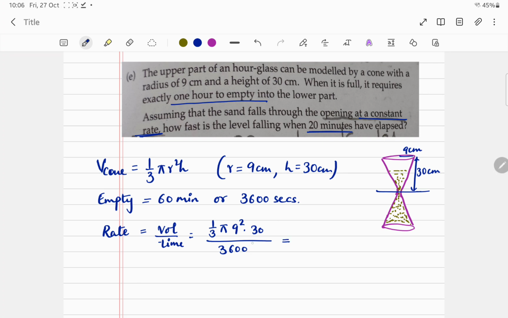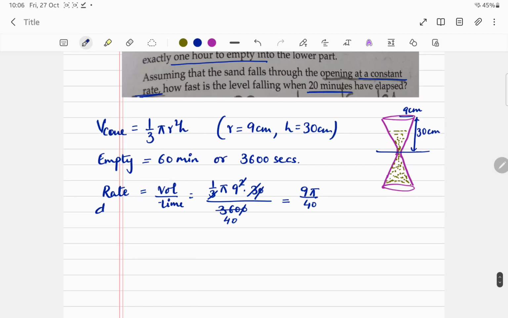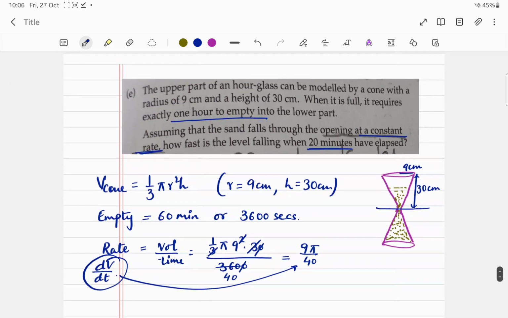Let's solve that. We have 0 cancelling 0, 3 cancelling 3, 9 times 9. One of the 9s will give us 9 fours are 36. So 9 pi over 40 is our rate, right? And rate is dV over dt. So we've got dV over dt here already.